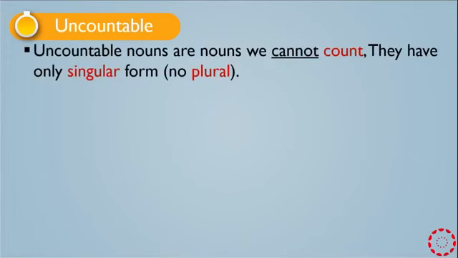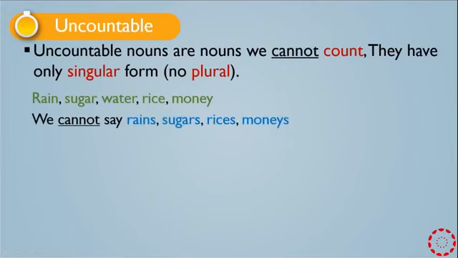What about uncountable nouns? Uncountable nouns are nouns that we can't count. They have only a singular form, no plural. It means we cannot pluralize them. Look at these examples: rain, sugar, water, rice, money. We cannot add s to these nouns. It means we cannot say rains, sugars, rices, and monies.